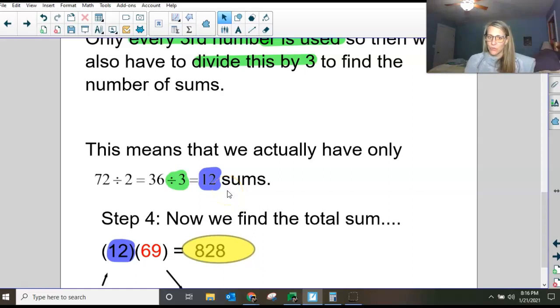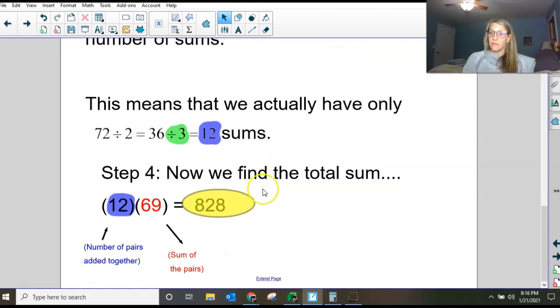Now, the last thing we do is we take the number of sums that we're going to have and multiply it by the sum, because yes, we've got the number 69 being added 12 times. So we could add that 12 times, or we could do the faster method, which is multiplication, and we get 828. So again, that makes it a little more tricky because there's a lot more to think about.